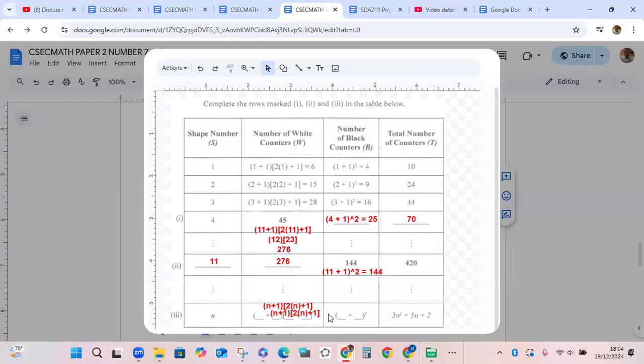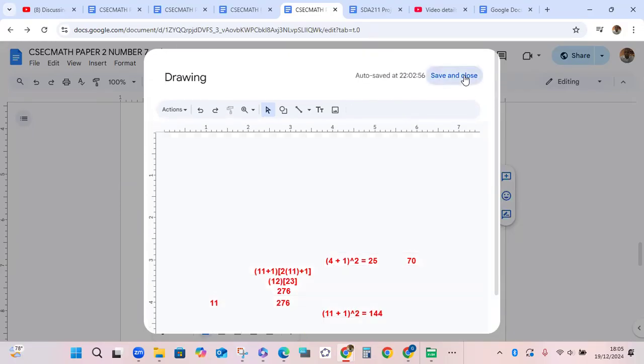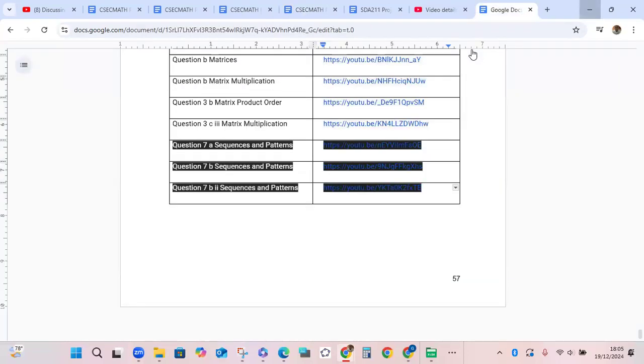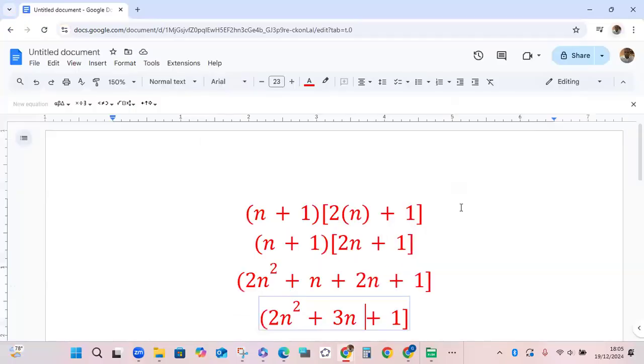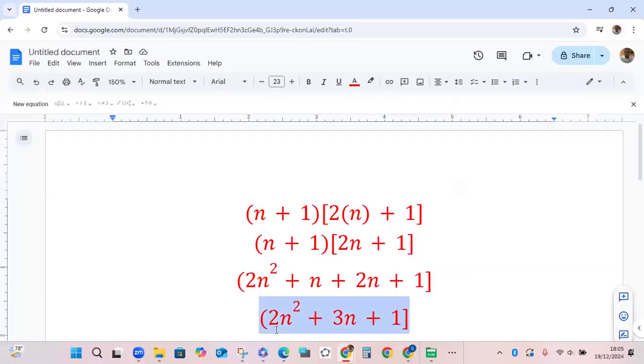Now, for the number of black counters, it's very simple: N times 1 squared, or N plus 1 all squared, and that's it. So now we're going to expand N plus 1 all squared, and add it to the number of white counters to see if we get 3n squared plus 5n plus 2. So let's go back there. We're going to calculate N plus 1 all squared.